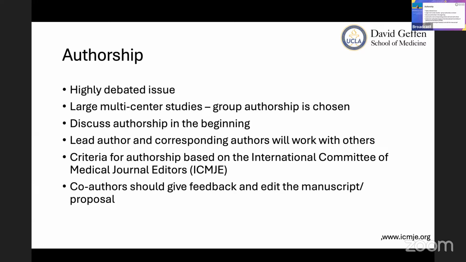And there is the International Committee of Medical Journal Editors. They give you guidelines on how to choose authorship. But most co-authors can give feedback or edit the manuscript and proposal.